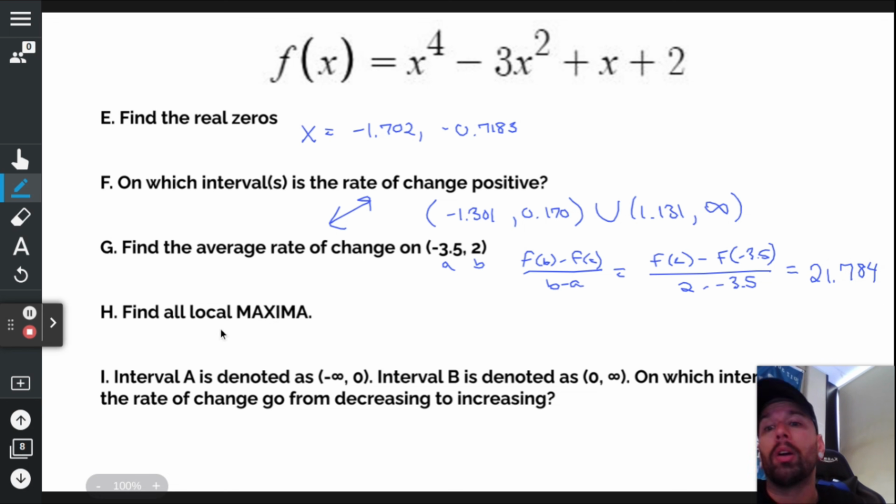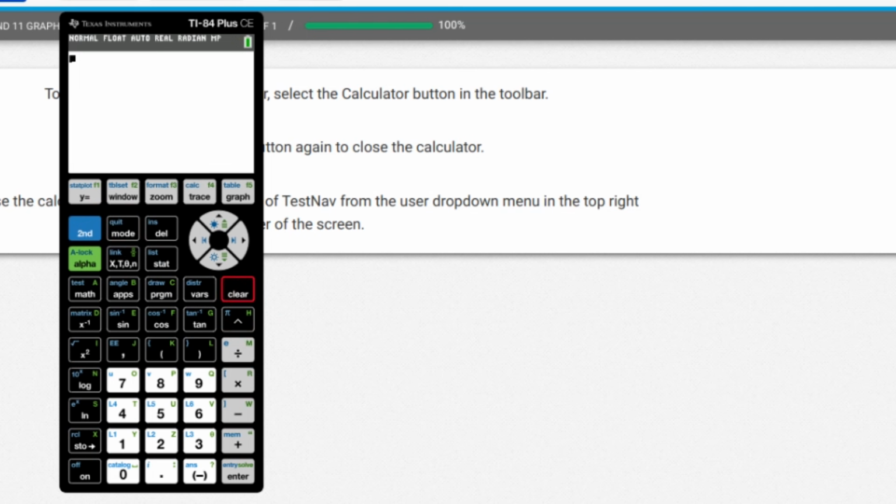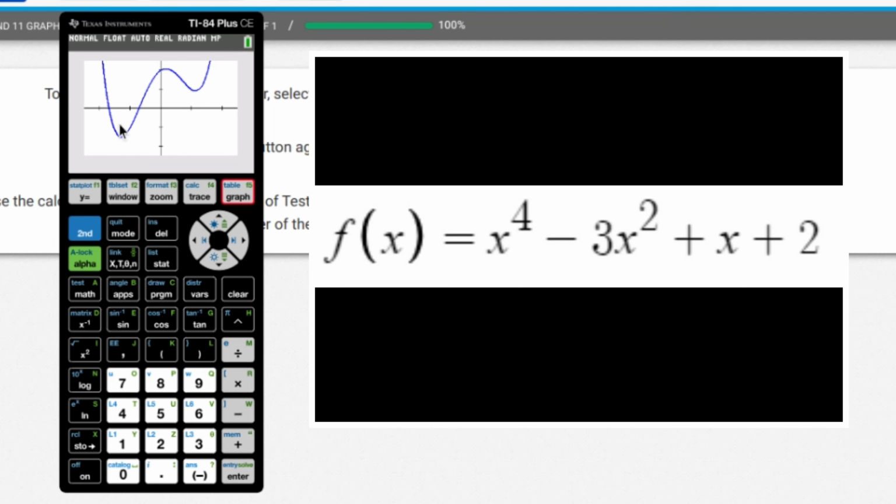Find all local maxima. We kind of did that already, so we're going to do it again. There's only one maximum that's local. If you're wondering, well, what about this one? What about this one? Well, that is infinity and that's infinity, so it's not local. So I need to find just this maximum right here. So we'll quickly do it again.